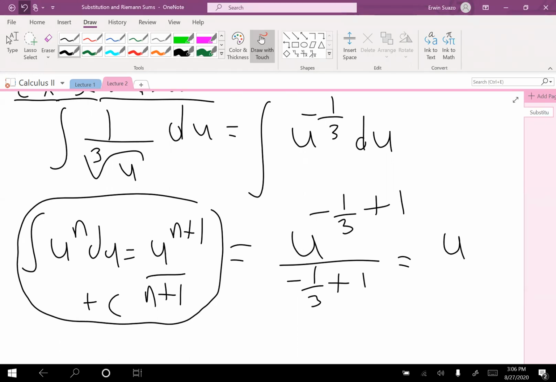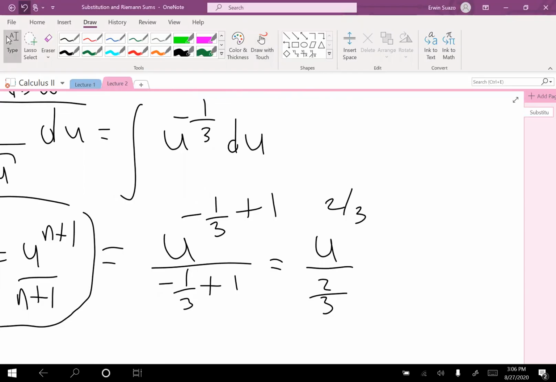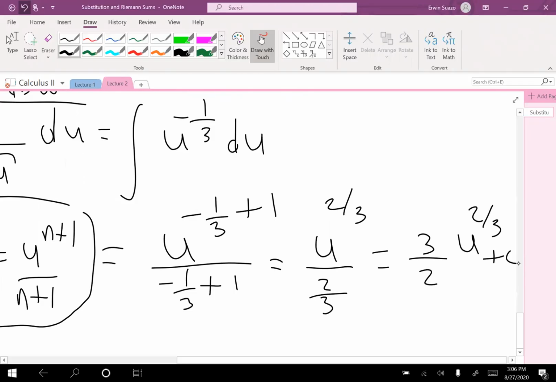What is minus 1/3 plus 1, guys? 2/3. And this is 2/3. So what is this now? Instead of u to the 2/3, I got 3/2, right? 3/2 u to the 2/3, and actually everything plus c. So that's my answer. 3/2 of u to the 2/3.